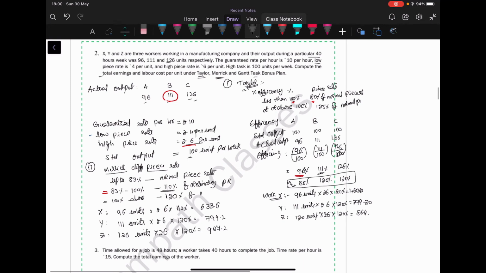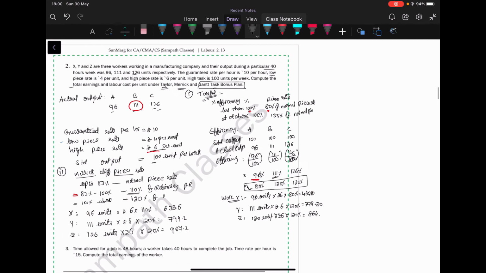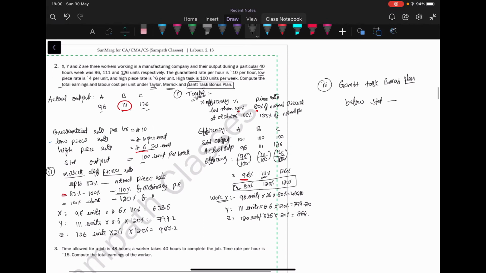Next one, last one, Gantt task bonus plan. Here I will write Gantt task bonus plan. First I will write the formula, then you will understand easily. The formula for this is, if your efficiency is below standard, then you will be getting paid the guaranteed time rate.